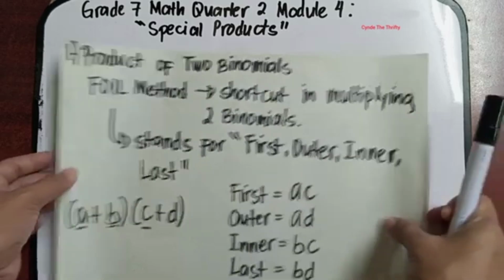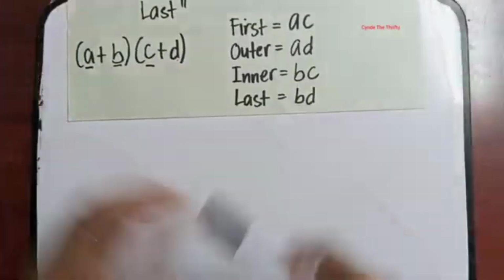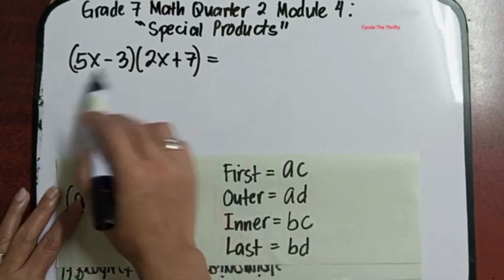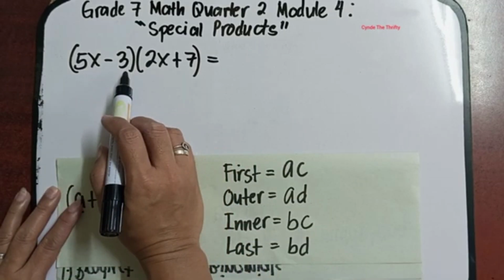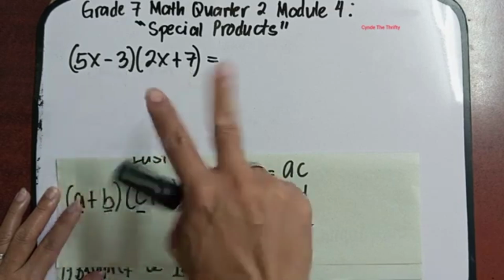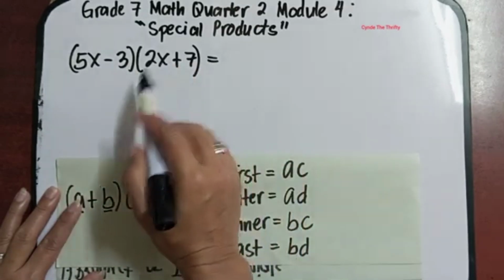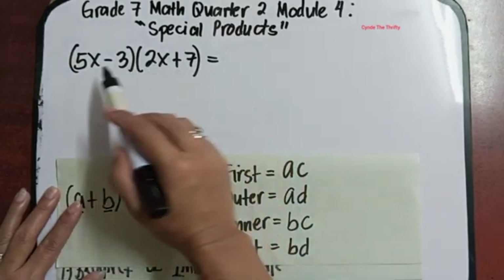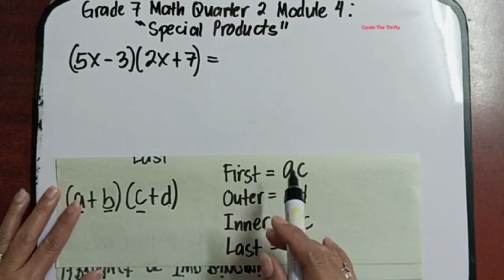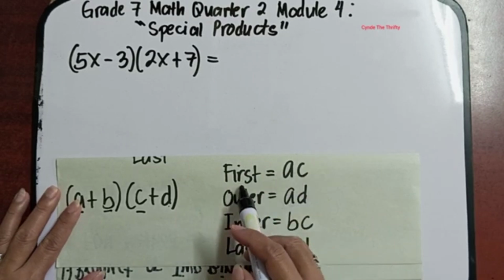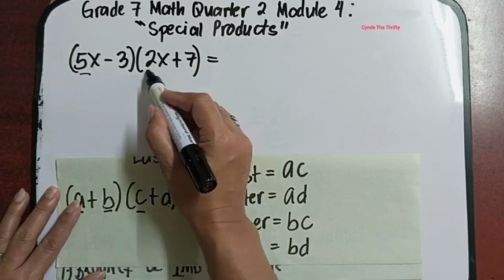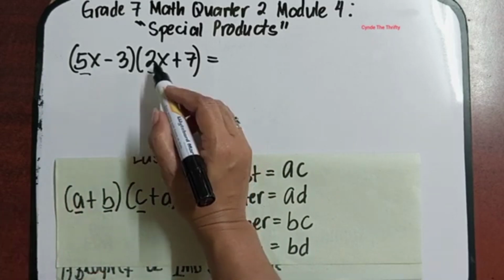Okay, i-apply natin ang ating FOIL method gamit ang ating example. (5x - 3) multiplied by (2x + 7). So, ito yung binomial natin. Ibig sabihin dalawang term. So, paano natin siya i-multiply na madali na lang? Okay, so, uunahin natin ang first kasi FOIL, F yung first. So, first ang uunahin natin. Ano yung first term natin? 5x at 2x. Ibig sabihin, i-multiply natin si 5x at 2x.